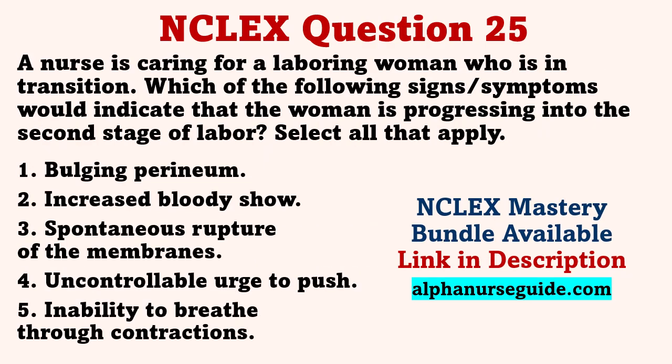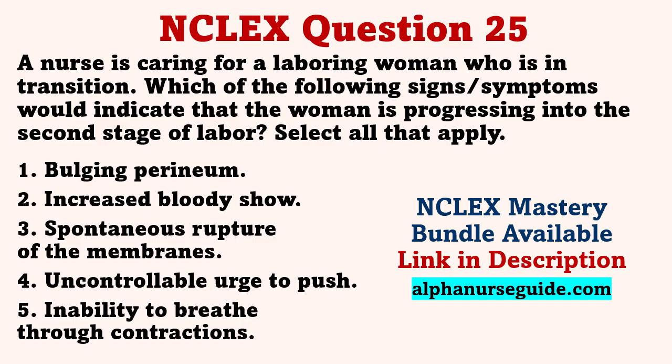A nurse is caring for a laboring woman who is in transition. Which of the following signs and symptoms would indicate that the woman is progressing into the second stage of labor? Select all that apply. 1. Bulging perineum. 2. Increased bloody show. 3. Spontaneous rupture of the membranes. 4. Uncontrollable urge to push. 5. Inability to breathe through contractions.